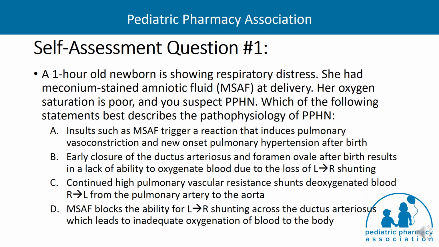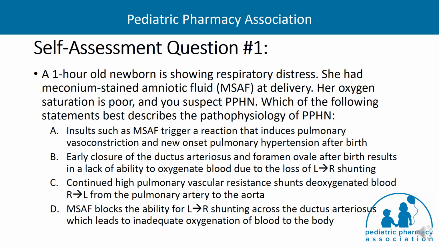Let's move on to our self-assessment question number 1. Here we have a 1-hour-old newborn who is showing respiratory distress. She had meconium-stained amniotic fluid at delivery. Her oxygen saturation is poor and you suspect PPHN. Which of the following statements best describes the pathophysiology of PPHN in this patient?